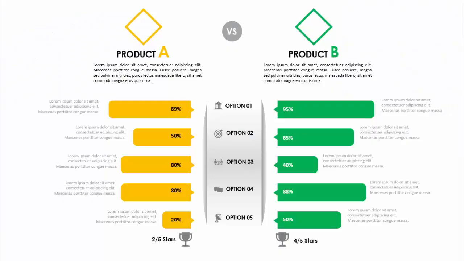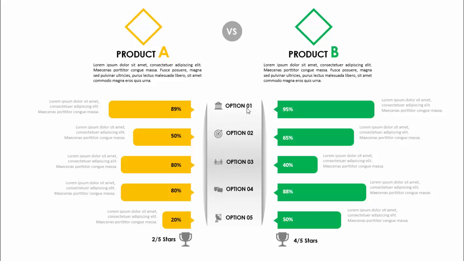In today's tutorial, I'm going to show you how to make a product comparison slide. As you can see here, I'm going to compare product A versus product B, and you can replace the shape with the actual product image, and then you can add your own detailed text here. And I've added 5 options which I'm comparing product A versus product B. And if you have the icons, you can just include the icons also here.